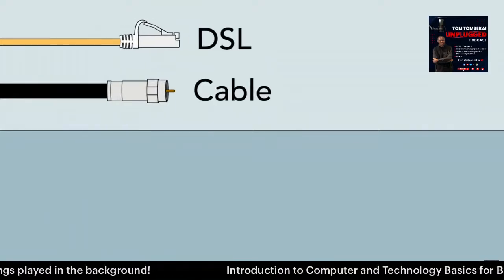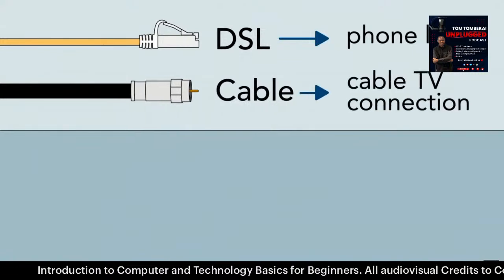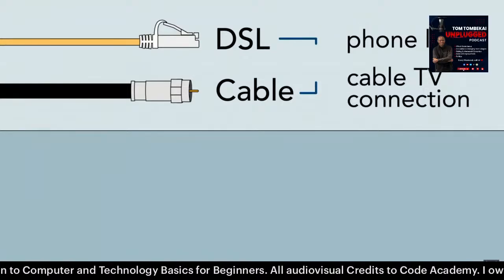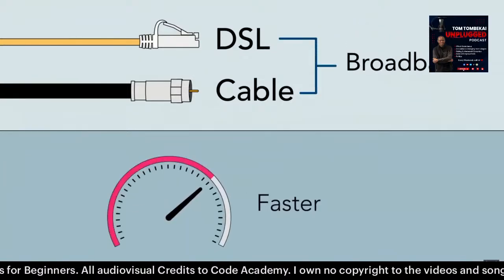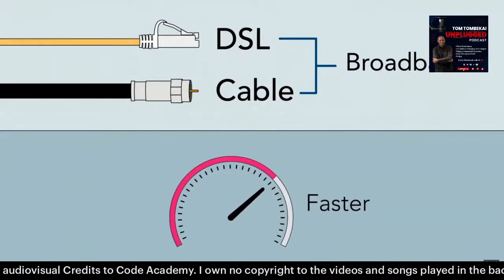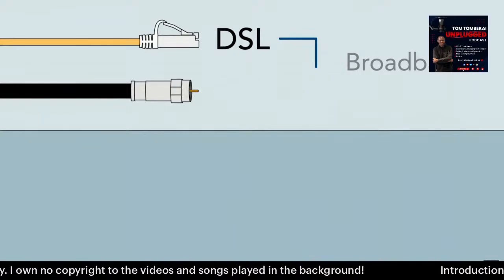DSL plugs into your phone line, and cable uses your cable TV connection. These are both known as broadband internet connections because they offer much faster speeds than dial-up. This makes it easier to watch videos, play games, or browse the web.